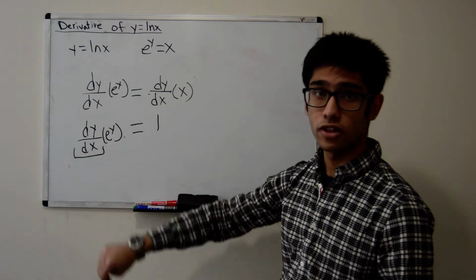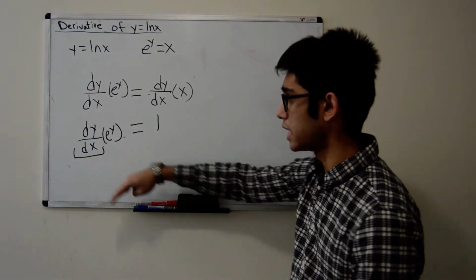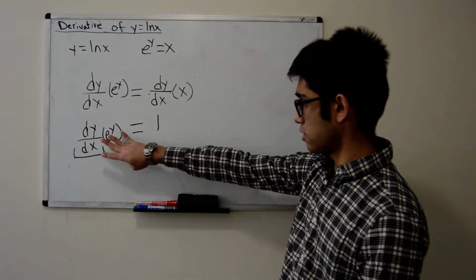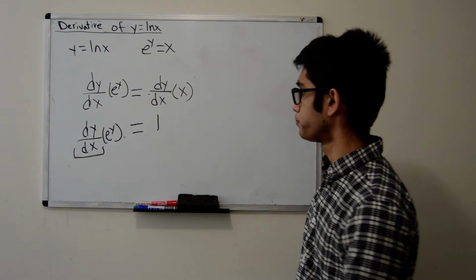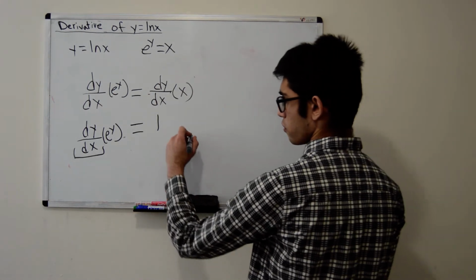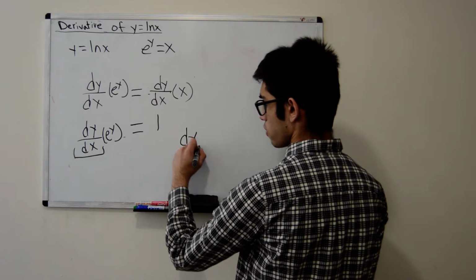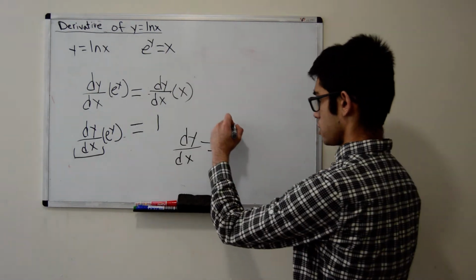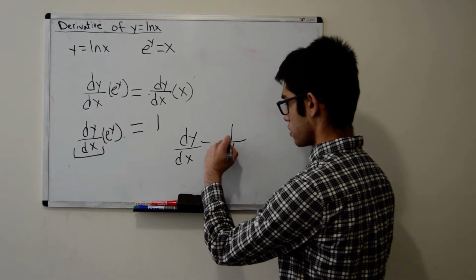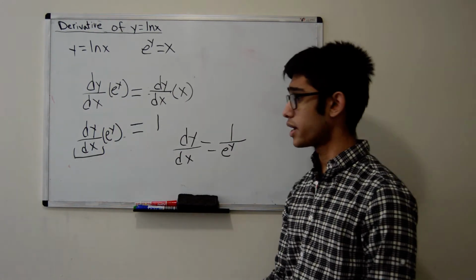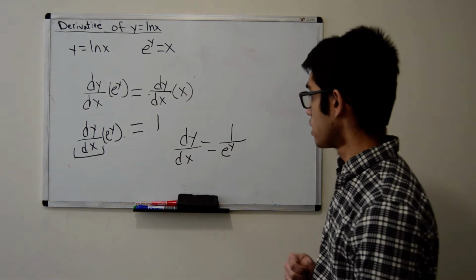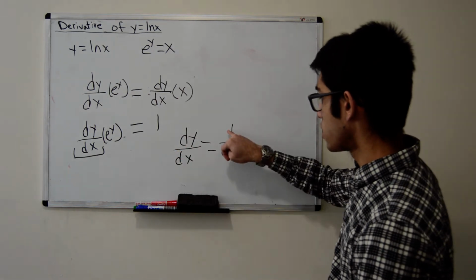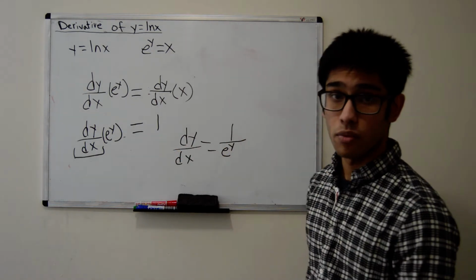So simple algebra tells us that we can just divide both sides by e to the y, and that'll give us dy dx by itself. If I divide both sides by e to the y, what I'll have is dy over dx on this side, and then on the bottom I have e to the y, because I divided both sides by e to the y, leaving dy dx by itself. Now I have the derivative is equal to 1 over e to the y. It doesn't look like 1 over x, does it?